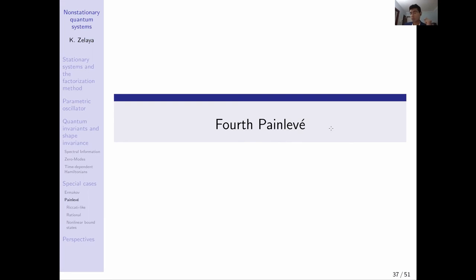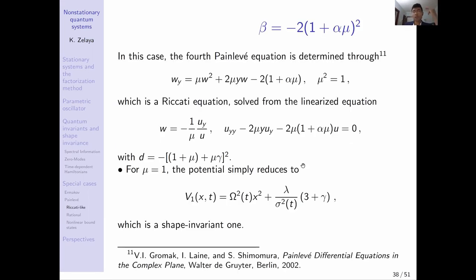The solutions to the Painlevé IV equation. So we will discuss three different cases: the Riccati-like solutions, the irrational solutions, and the nonlinear bound states for the Painlevé IV equation. So if we recall from the Painlevé equation, we have two free parameters, alpha and beta, which in our problem are defined by gamma and d, and are just proportional to each other.